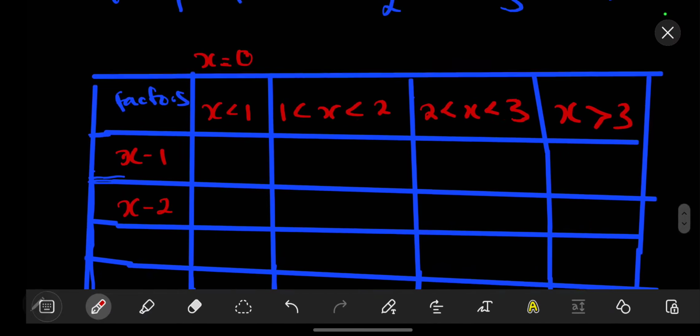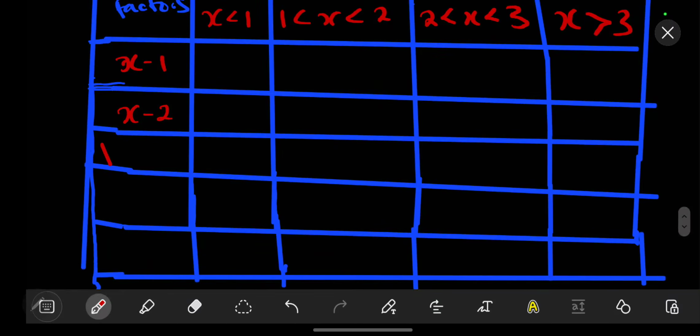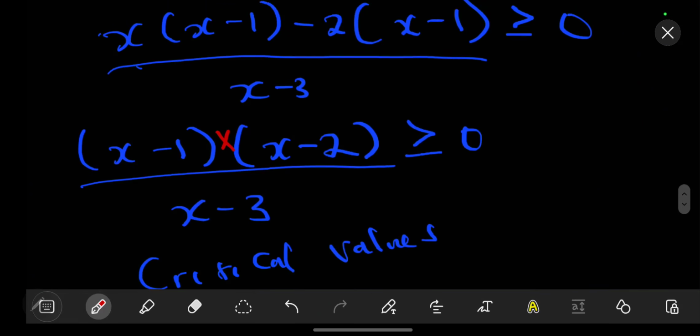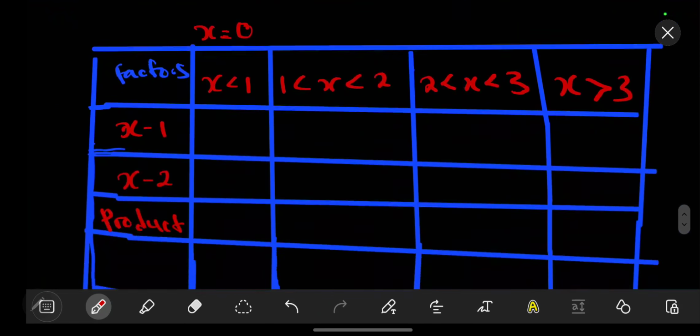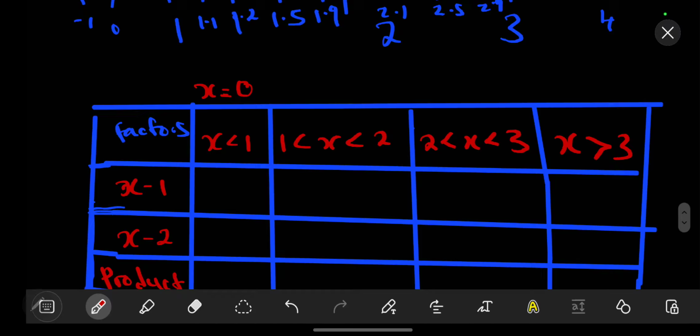So now, according to what we have, our brackets are saying x minus 1 and x minus 2. These are multiplying, so the result on the third column, we are going to call the product. Then we are going to write another factor, which is the denominator, our x minus 3. Then when you divide the product by this, it will become your quotient.